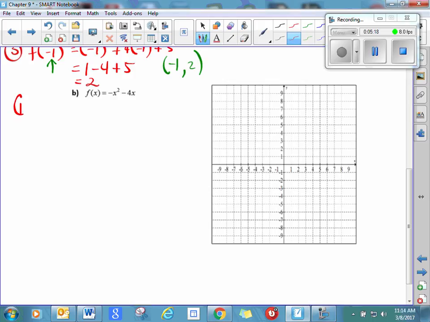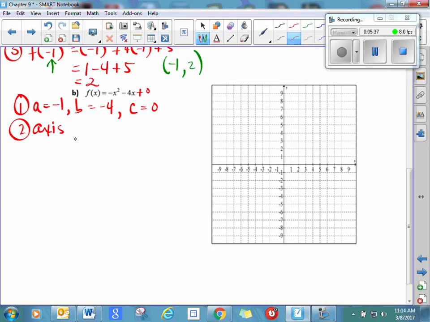I'm going to identify my A, B, and C. A is -1. B is -4. And you notice that we don't use C in our formula, but if you had to identify C, it would be 0. You could just say this is plus a ghostly 0 up there. The second step is the axis of symmetry.